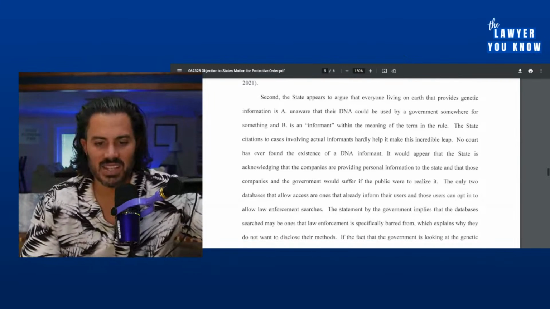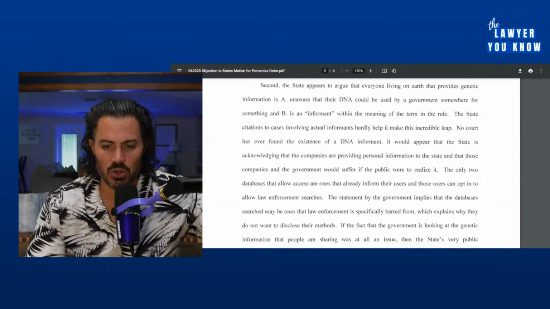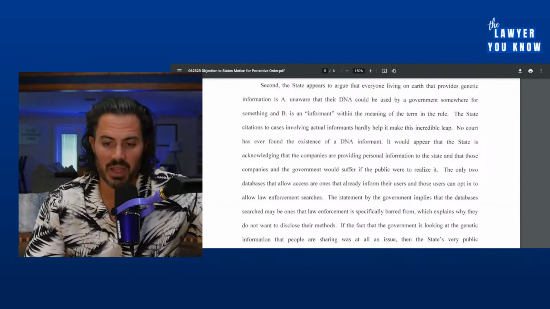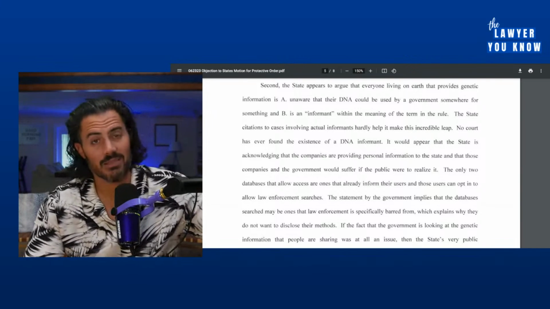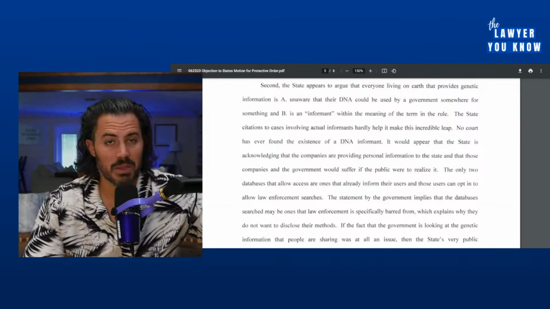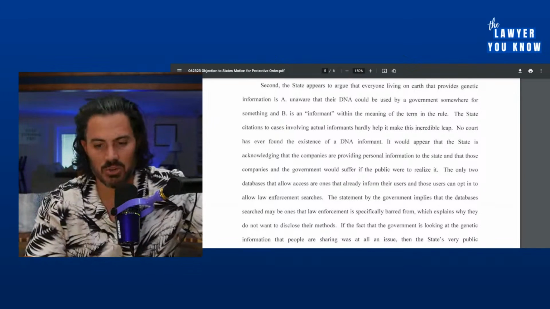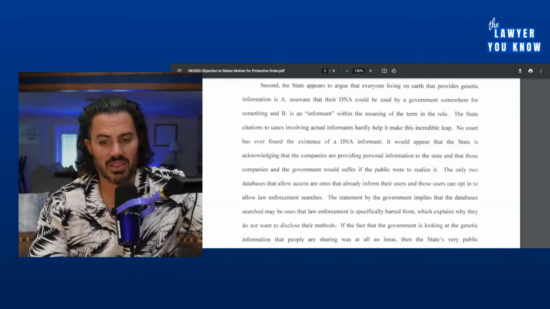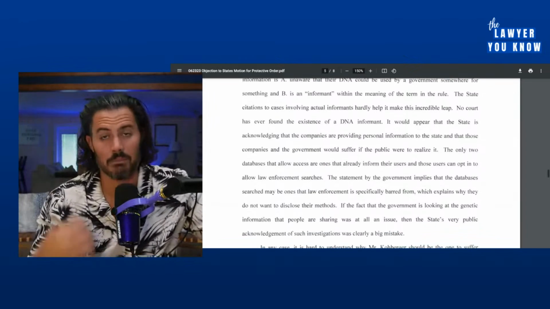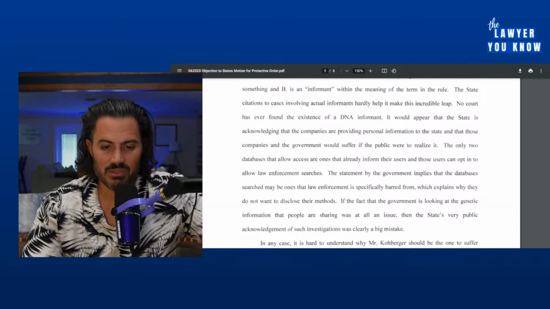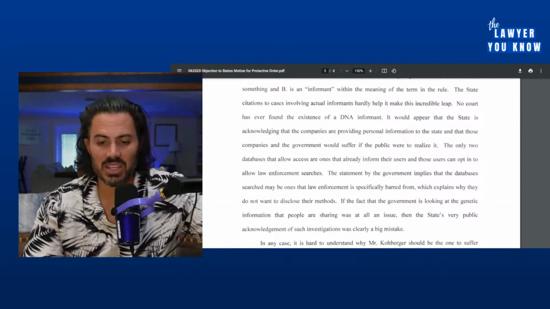Second, the state appears to argue that everyone living on Earth that provides genetic information is A, unaware that their DNA could be used by a government somewhere for something, which is not true. People realize that at this point, I think. And B, is an informant within the meaning of the term and the rule. And that is absolutely false. They are not informants within the meaning of the rule, in my opinion. The state's citations to cases involving actual informants hardly help it make this incredible leap.